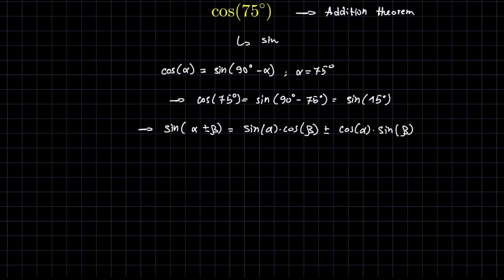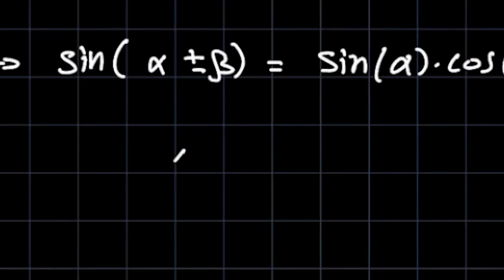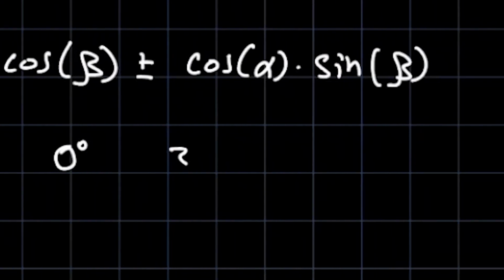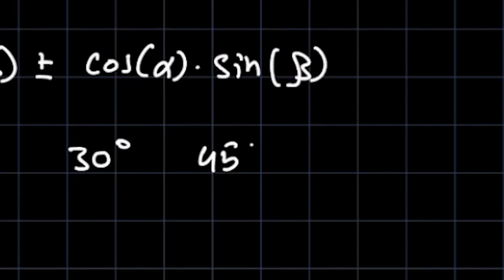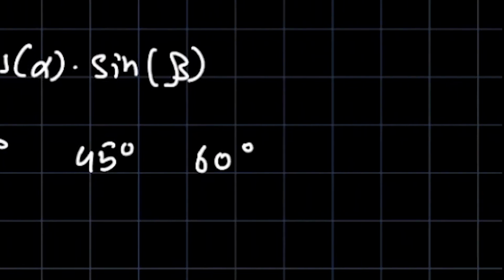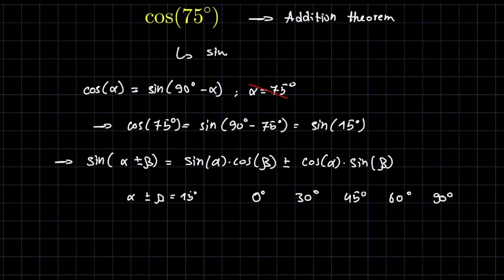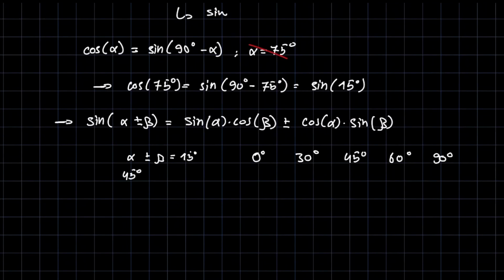And now I need to create my own alpha and beta. Let's not consider that alpha is equal to 75 degrees anymore, because then that would be different. I need to find two angles for alpha and beta that, if I add or subtract them, would give me 15. So alpha plus minus beta is equal to 15 degrees. And they have to be special angles, starting with 0 degrees, 30 degrees, 45 degrees, 60 degrees, and 90 degrees. I'm going to choose 45 and 30. So here I have 45 degrees minus 30 degrees, and that would give me 15 degrees.